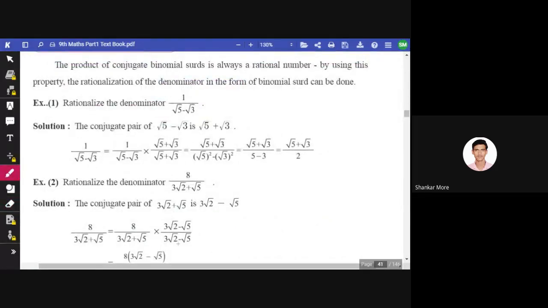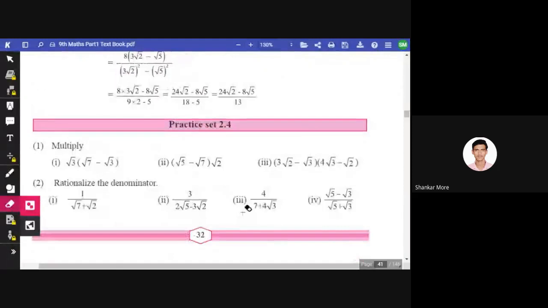So the next example is solved example 8 divided by 3 under root 2 plus under root 5. So इसका conjugate pair या फिर rationalizing factor जो रहेगा वो रहेगा 3 root 2 minus root of 5. यहाँ पे positive है, negative लेना पड़ेगा. So इसको हमें multiply और divide करना है. We will get a rationalized denominator. So try first one को solve करो.